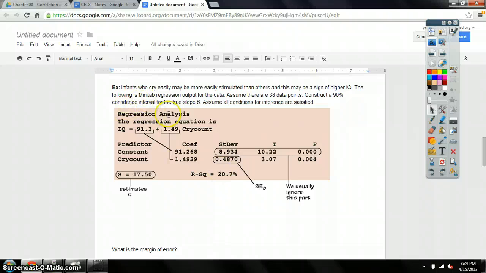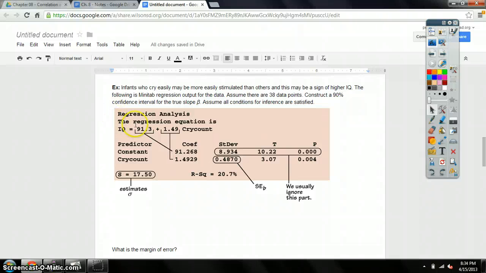So here you can see the regression analysis. The regression equation is IQ, so the baby's IQ is equal to 91.3 plus 1.49 times the cry count. So how many times they cried in that specified amount of time. Okay. So remember, 91.3 here is going to be your y-intercept. So literally interpreting your y-intercept would be saying that if our cry count is equal to 0, the baby's IQ would be 91.3 in regards to this equation.